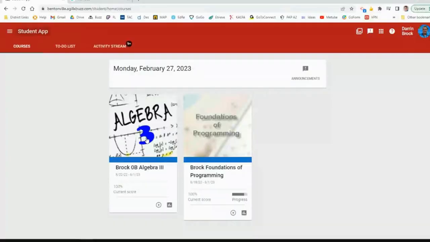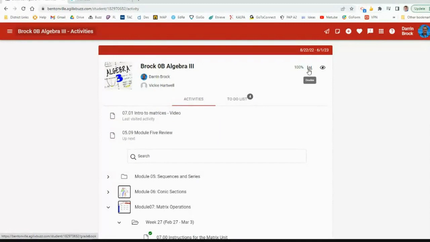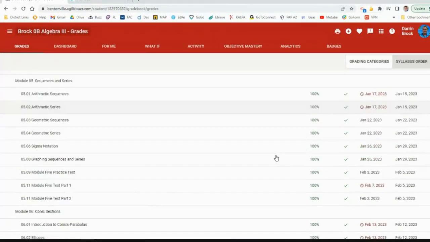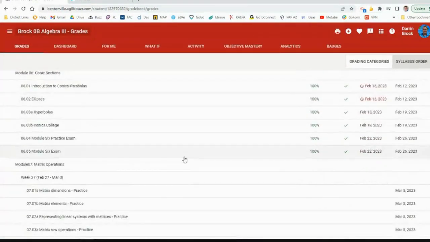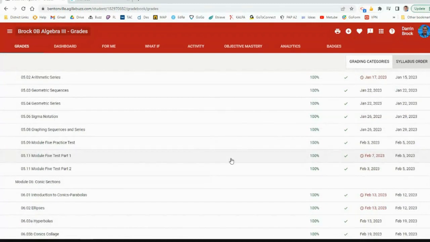Right, so let's look at this week. Algebra 3. Let's go take a look at our grade screen. We are now done with module 6, so that means today, module 5 closes. I hope you got everything turned in.